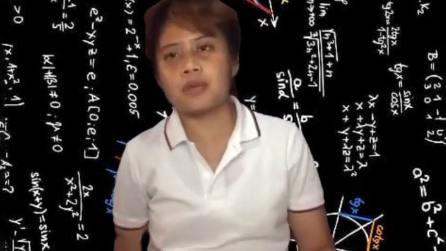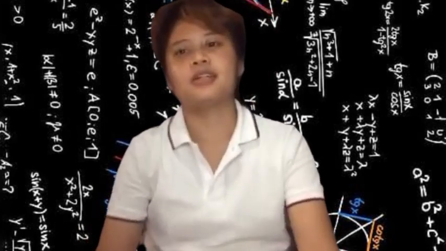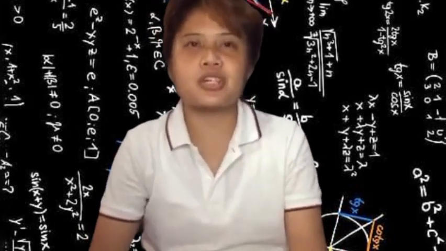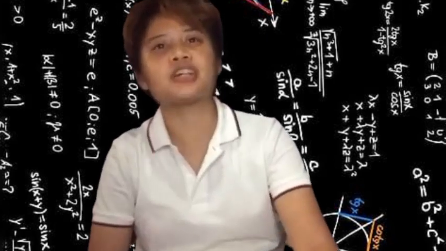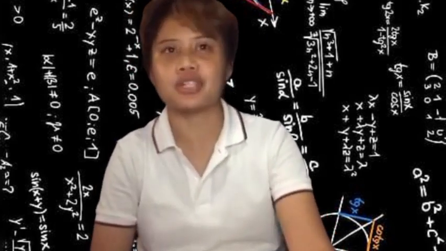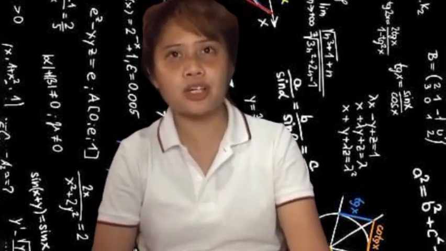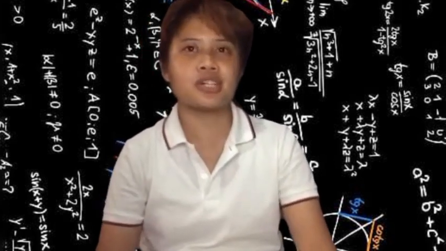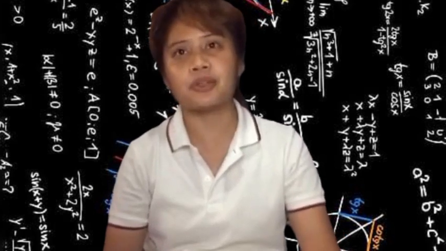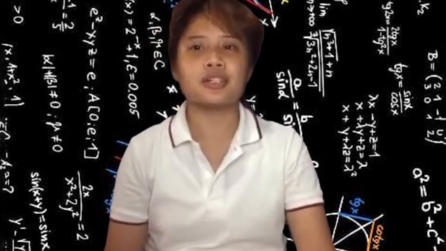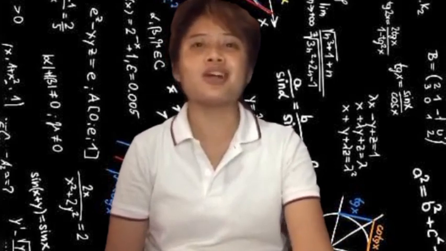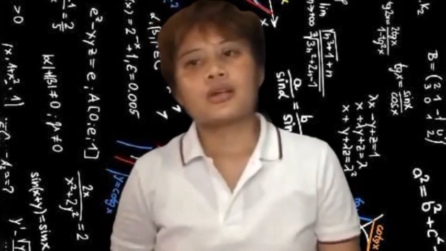Yung napili kong problem na isolve today is problem number 5, which is an airplane is flying towards a radar station at a constant height of 6 km above the ground. If the distance s between the airplane and the radar station is decreasing at a rate of 400 km per hour, when s is equals to 10 km, what is the horizontal speed of the plane?